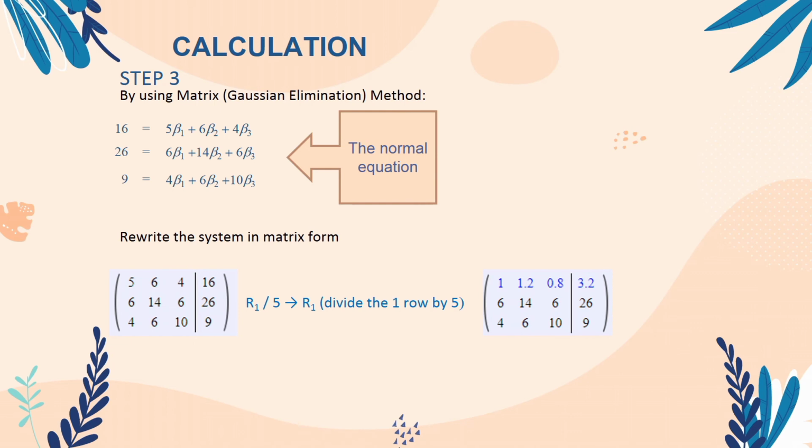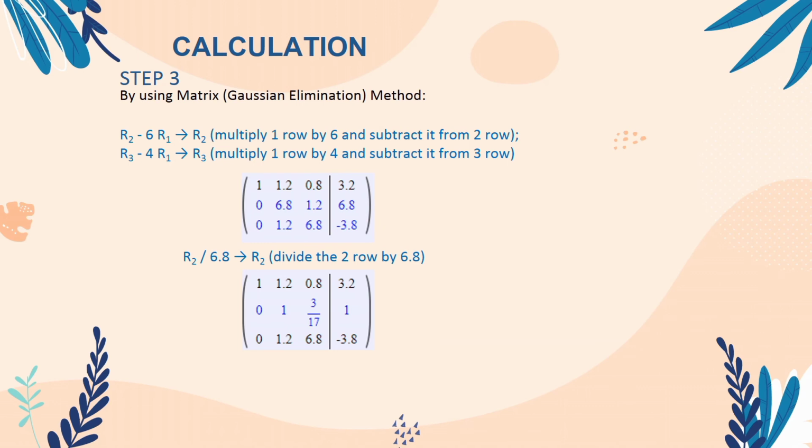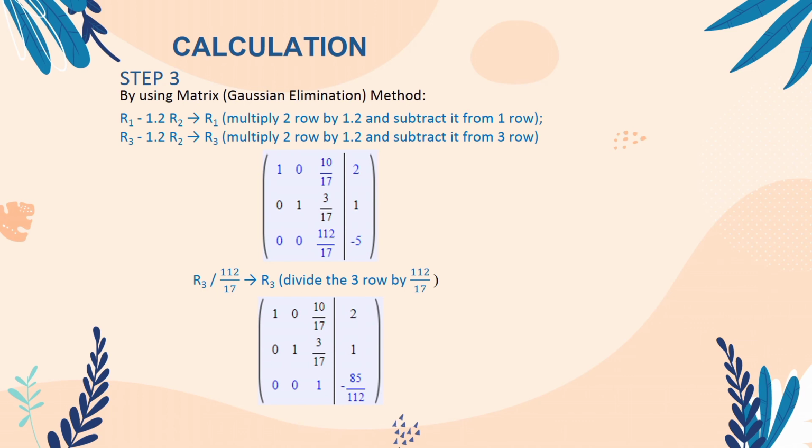matrix we need to change row 1, which is row 1 divided by 5. And then we need to change row 2, which is row 2 minus 6 times row 1, and also we change row 3 by row 3 minus 4 times row 1. And then next we need to change row 2 by row 2 divided by 6.8. Then we change row 1 by row 1 minus 1.2 times row 2, and also we change row 3 by row 3 minus 1.2 times row 2.